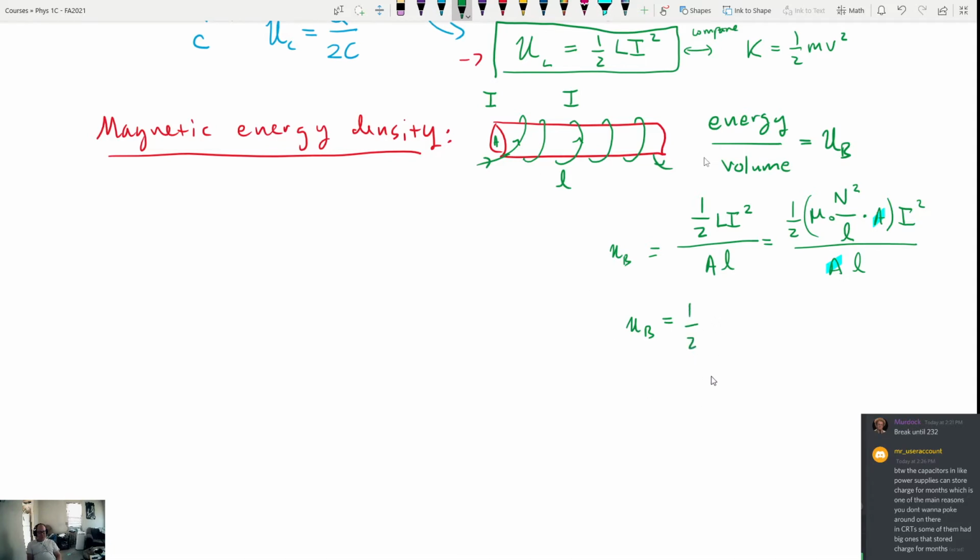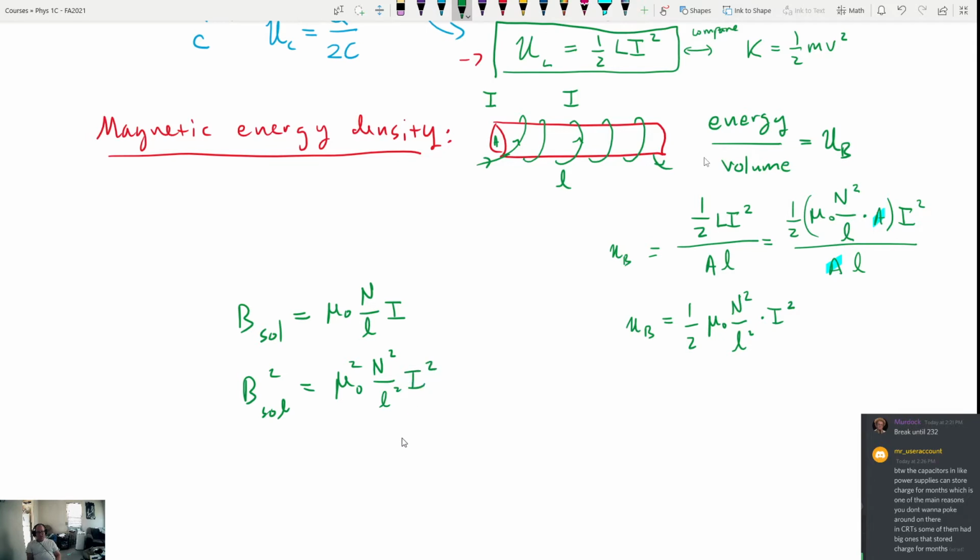So what we're left with is 1/2 mu naught N squared divided by L squared times I squared. But we know that for the solenoid, the magnetic field of a solenoid is equal to mu naught N over L times I. So the magnetic field of a solenoid squared would be equal to mu naught squared, N squared over L squared, I squared. If I divide 1 mu naught over here, then B squared solenoid divided by mu naught would be equal to mu naught times N squared over L squared, I squared. And that shows up in this equation here.